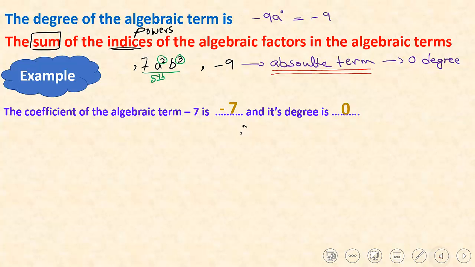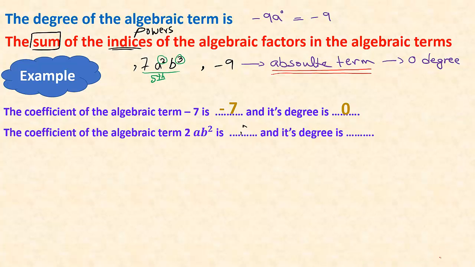Let's have another example now. The coefficient of the algebraic term 2ab to the power of 2, or b squared. What is the coefficient of this term? We know that the coefficient is the numerical factor, and the numerical factor here is 2. And its degree is determined according to the sum of powers of the algebraic factors, or the unknowns. What are the unknowns here? I have a as an unknown, and I know that it's to the power of 1. And I have b here having the power of 2. So 1 plus 2, so the degree of this algebraic term is of the third degree.